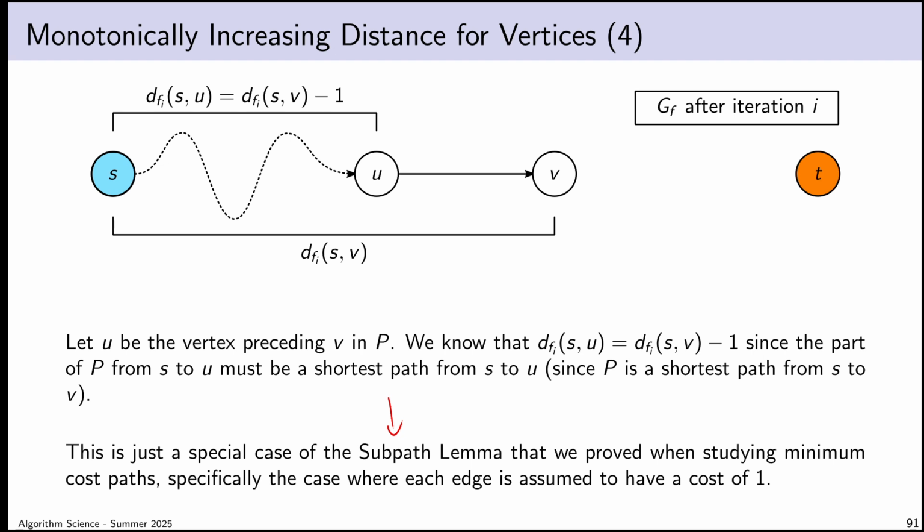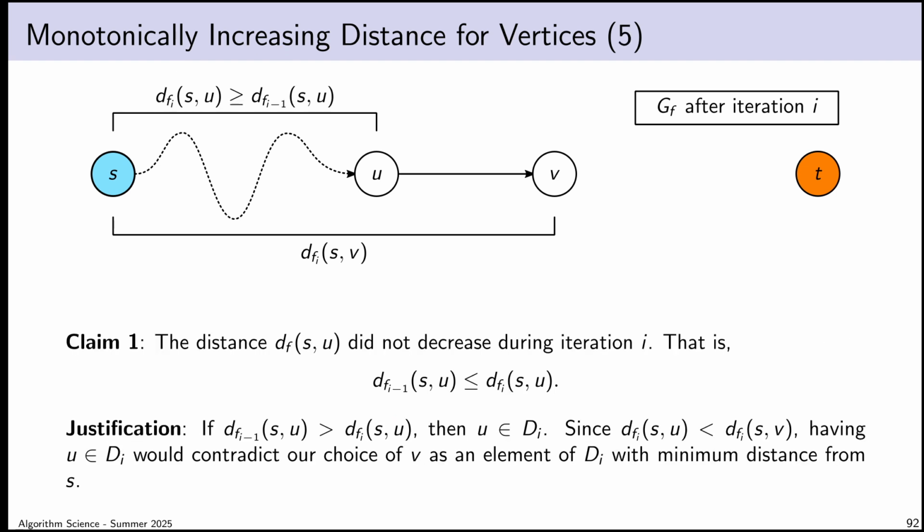Okay, so what we now know is that the distance in the residual network after iteration I from S to U is equal to the distance from S to V, all minus 1. Okay, so hold that thought.